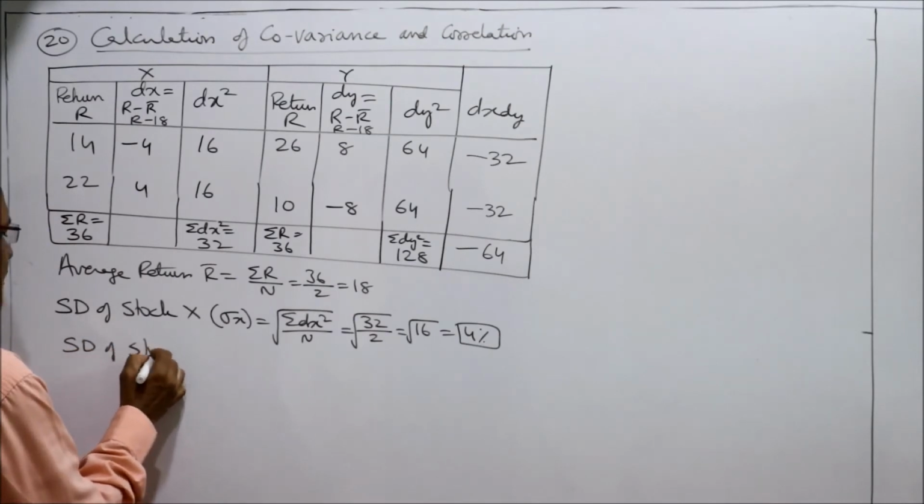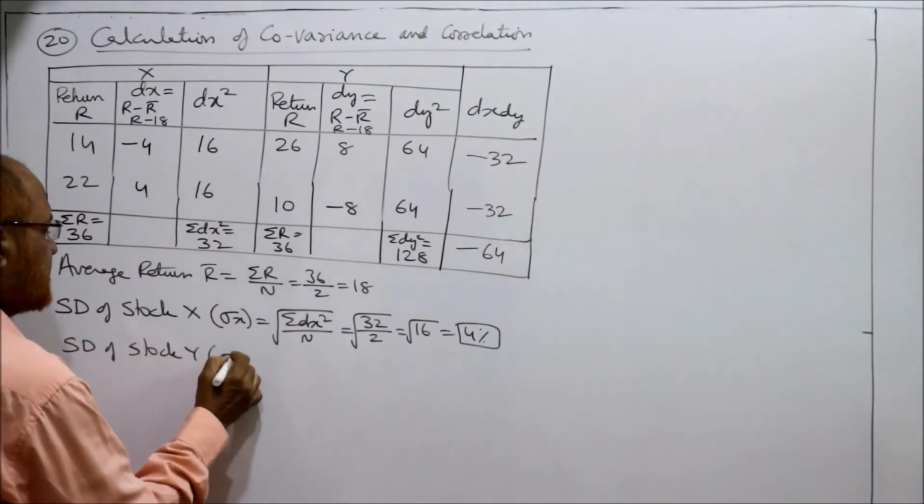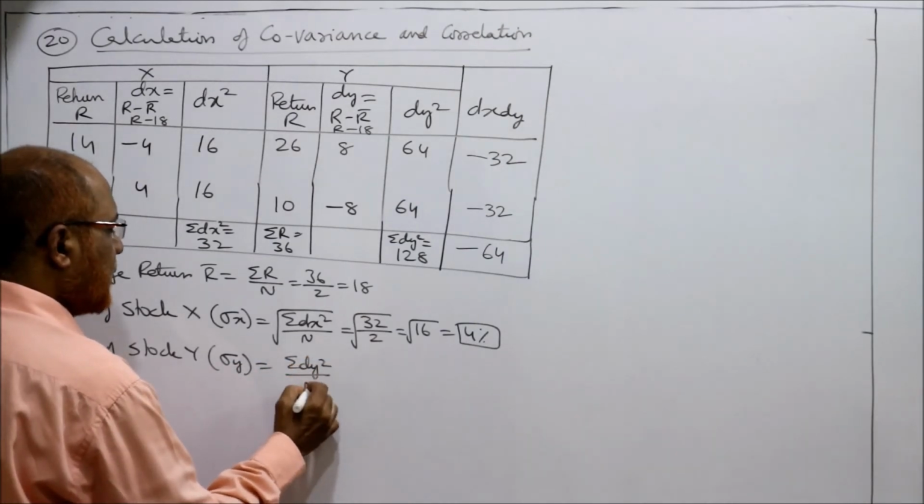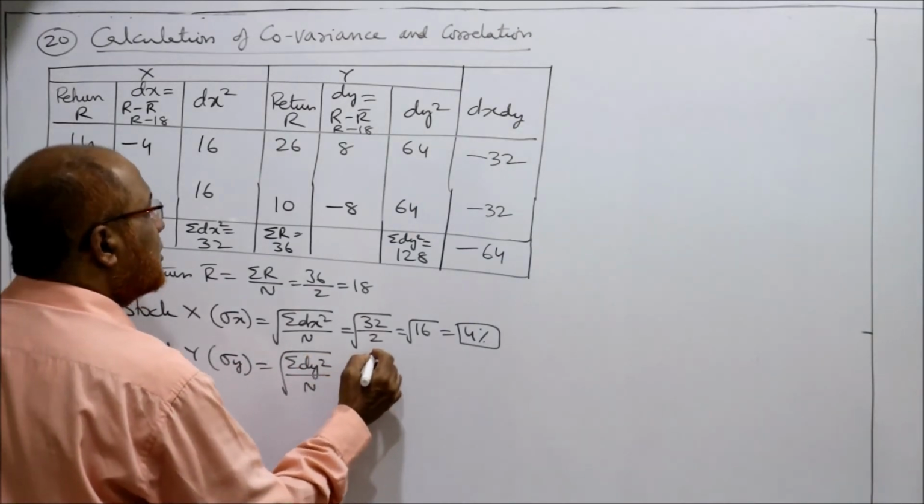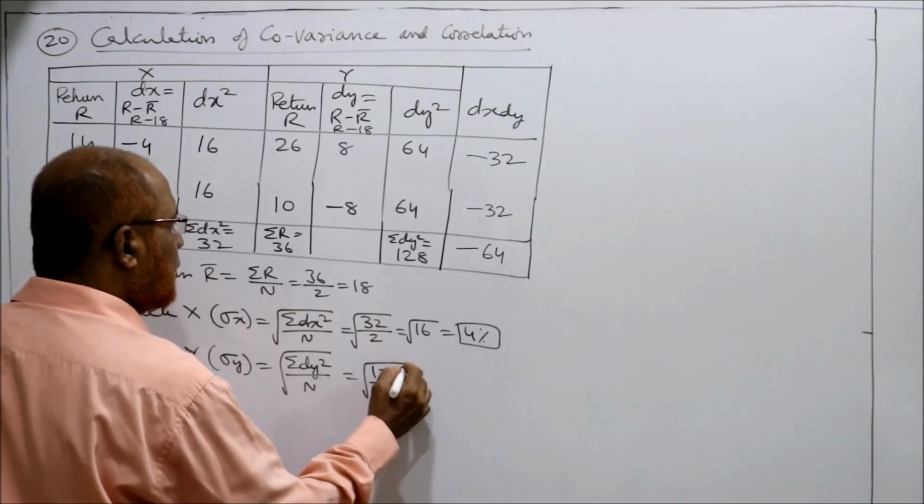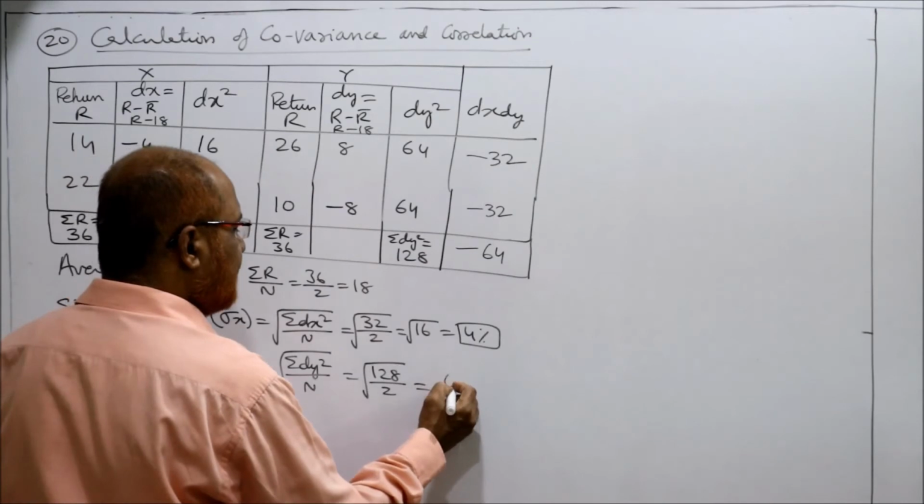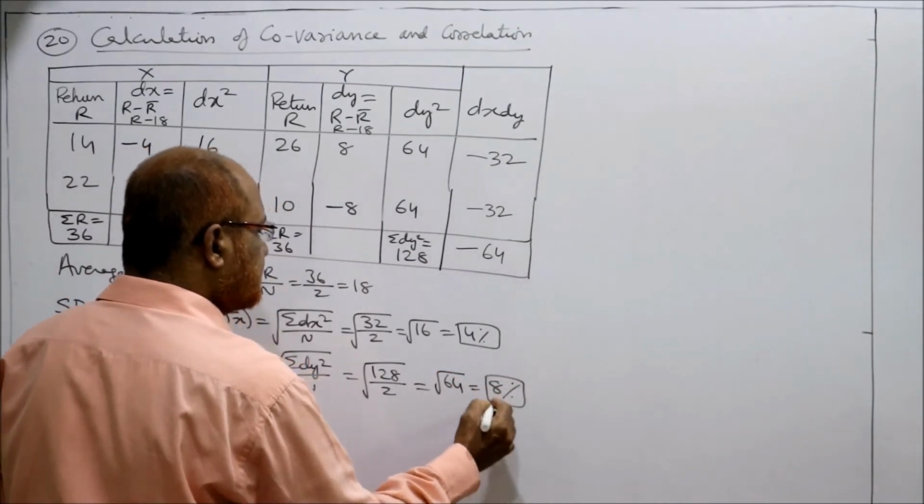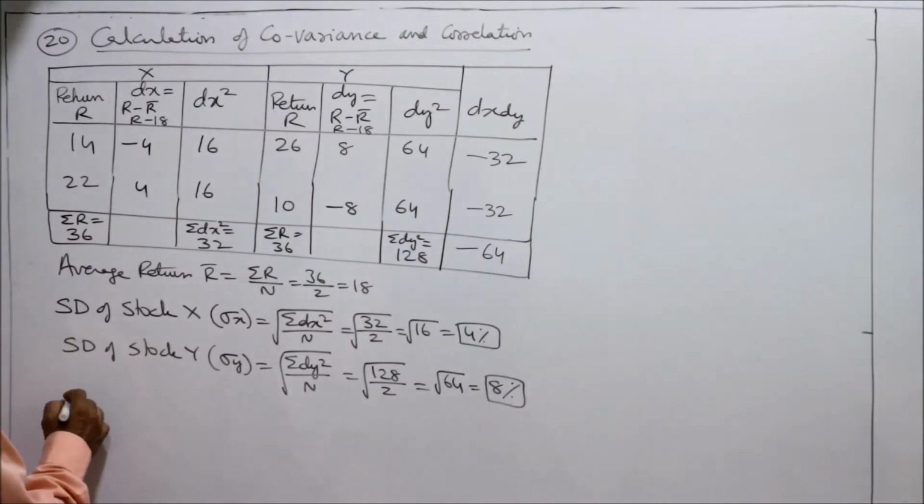Standard deviation of stock Y, sigma y, is equal to the square root of summation dy square by n. Then 128 by 2 under root. So the square root of 64 is equal to 8. Then covariance.